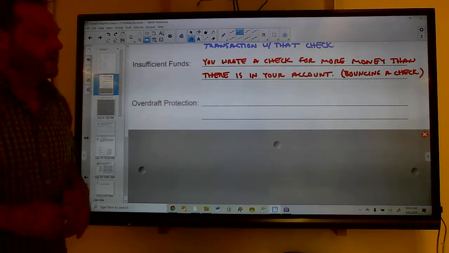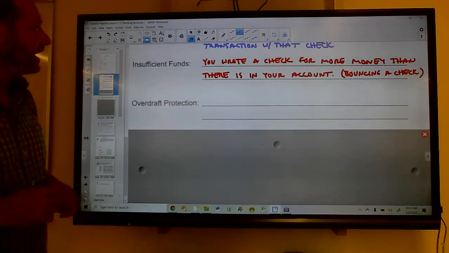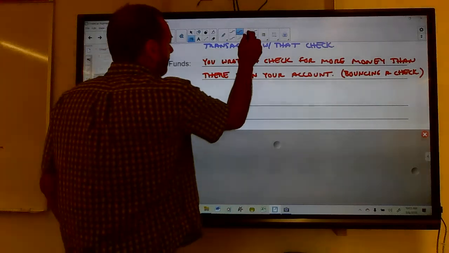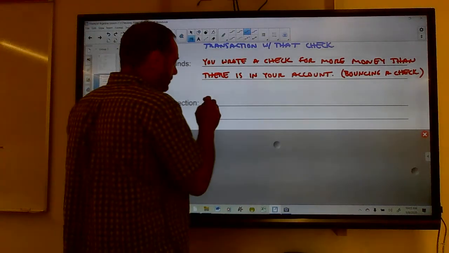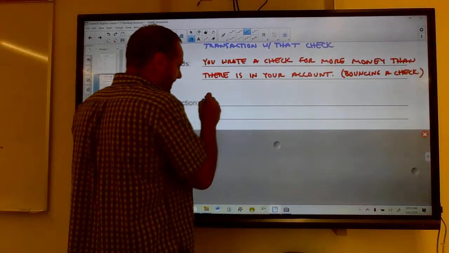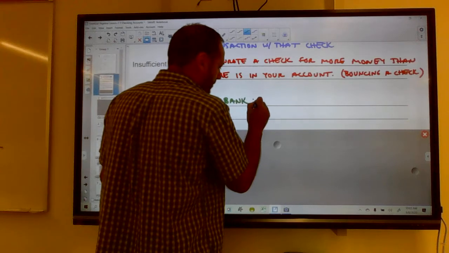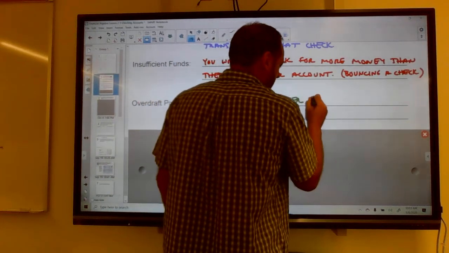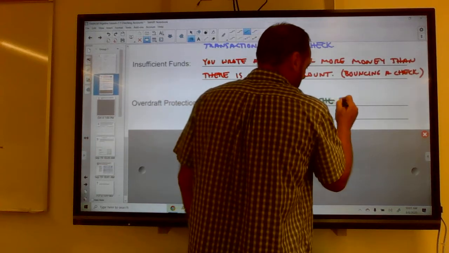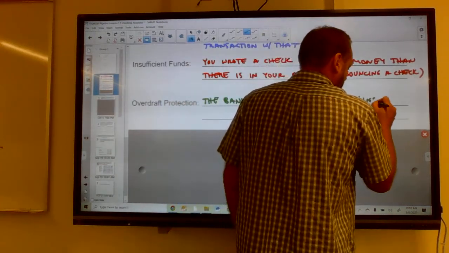Overdraft protection. Okay, this is kind of your get out of jail free card with insufficient funds. So overdraft protection means that the bank will cover a check with insufficient funds.